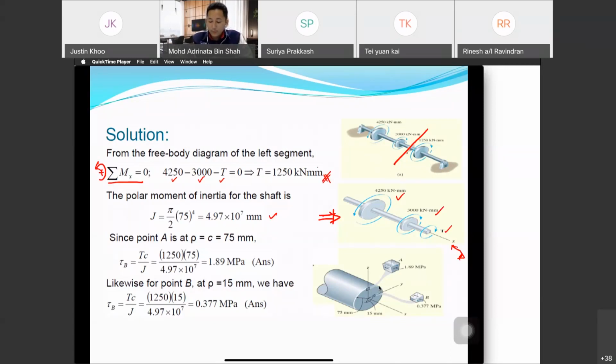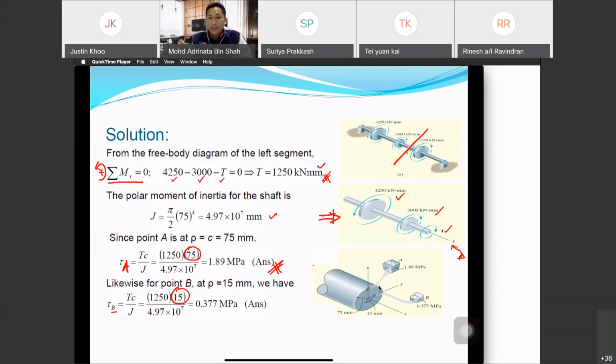So you have your torque, calculate your J, and then you can calculate your point A. This is A. Tau A is equal to, this is the radius, and you calculate that one, and finally for B, look at the value of C. Okay, it is 15.